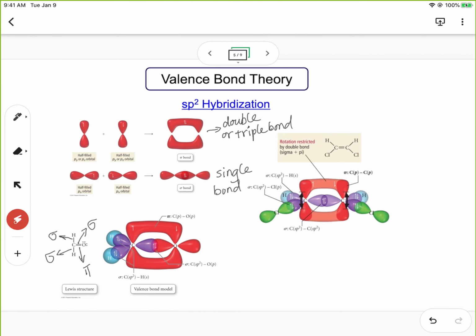The line that represents the pi bond means these two areas above and below this CO pair. And that sigma bond is the interaction between the CO atoms. All right, so this is the pi bond. Another example about the pi bond.